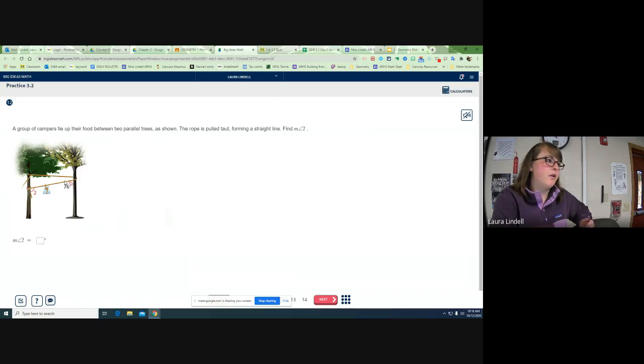Anyway, so we would go 180 minus 76, and that's how we would get our answer for that one, because consecutive interior means we add to 180.